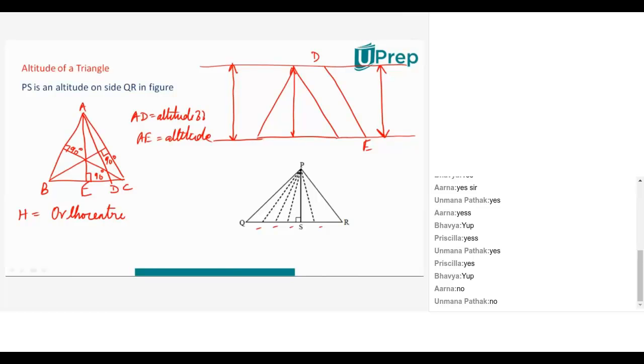Yes, sir. Now, guys, if you remember in medians, I said that the centroid, irrespective of the triangle, whether it's an acute angle, right angle, or an obtuse angle triangle, always lies inside the triangle. Now, can I say the same thing when I'm talking about altitudes, guys? Think. Yes or no? Can I say the same thing when I'm talking about altitudes? No, sir.